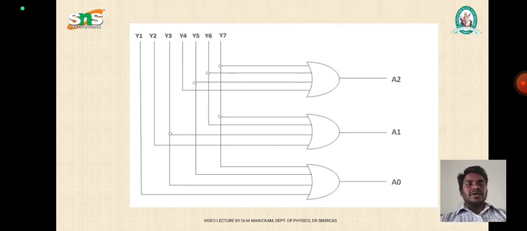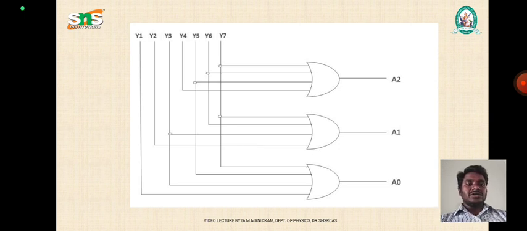This is the logical circuit diagram for the 8 to 3 encoder, that is the octal to binary encoder, with inputs from Y0 to Y7. Here we are using a total of 3 OR gates, 4-input OR gates. From the 3 OR gates we get 3 outputs, A0, A1 and A2. So this is the construction of the logical diagram for the 8 to 3 encoder.